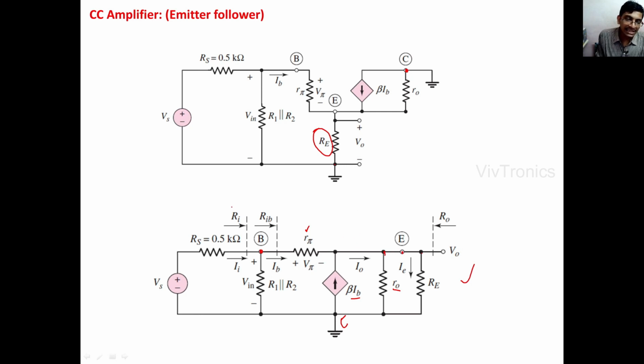In this one, Ri is the total input resistance of our circuit, including the biasing resistors R1 parallel R2, and Rib is the input resistance of our amplifier circuit alone, excluding the biasing resistors R1 and R2, and the output resistance is mentioned as R0, which is the resistance looking into the amplifier section.